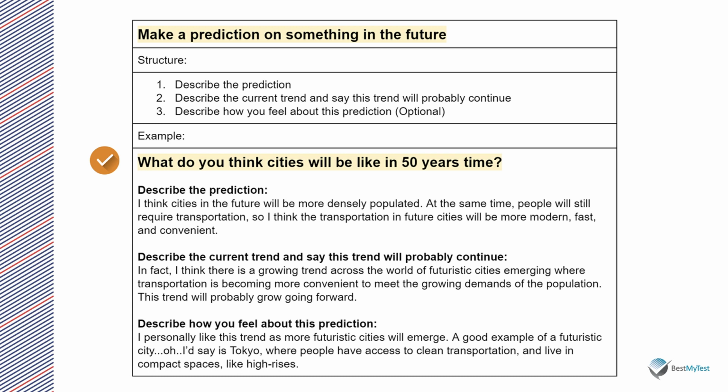I personally like this trend as more futuristic cities will emerge. A good example of a futuristic city, I'd say is Tokyo, where people have access to clean transportation and live in compact spaces like high rises.